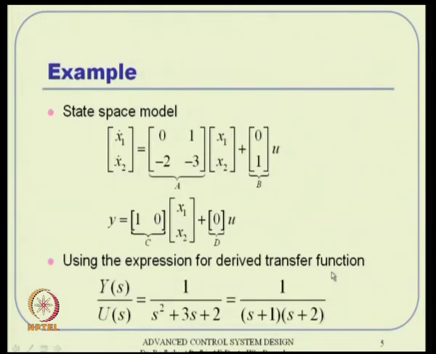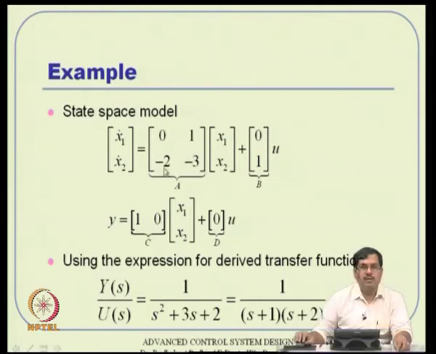Now, for a simple example that we discussed last class, A is 0, 1 and minus 2, minus 3, and B is 0, 1. So we knew these A, B, C, D matrices. Can we talk about a transfer function? Remember, this is a scalar input and a scalar output, so it is actually a SISO, single input single output system. So I can still write y s by U s.